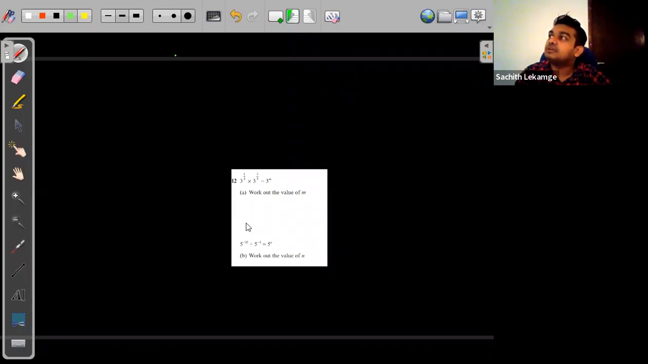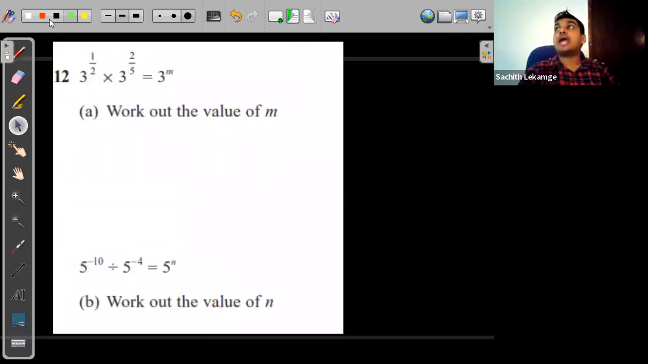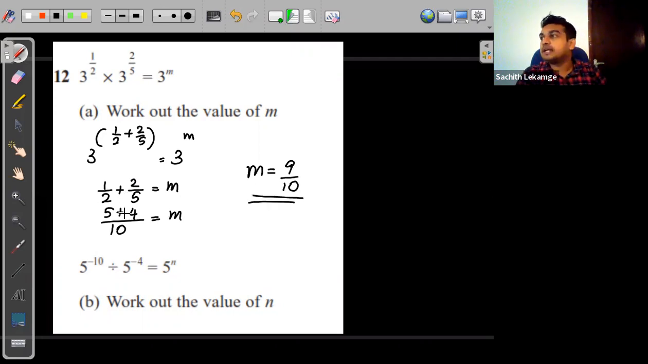Okay. This one, do you want me to do? Yes. Work out the value of m. Index laws, right? So when you multiply, what do you do? You add half plus 2/5 is 3 to the power m. Since the base is the same, the index also should be the same. So half plus 2/5 equals m, common denominator 10. You multiply this by 5, 5 plus 4. Here you get 5, here you get 4, equals m. So finally, we are getting m equals 9/10 or 0.9, right?